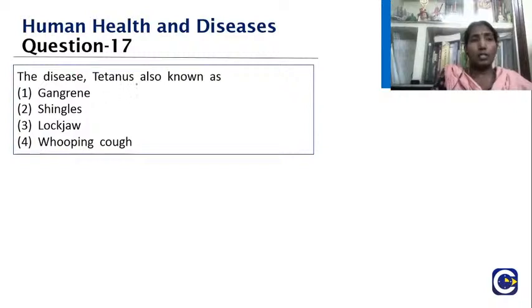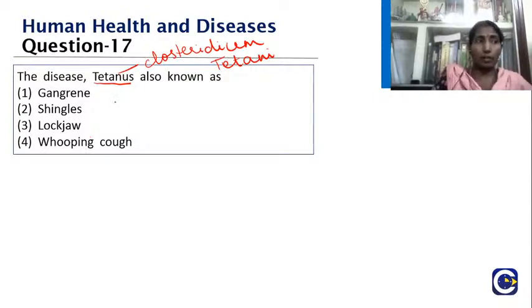Excellent. The disease tetanus, also known as gangrene, shingles, lockjaw, whooping cough. What should be your answer? The disease tetanus, which is caused by Clostridium tetani, a bacteria, is also known as what? Mostly this disease spreads through a wound, following bites or wounds, like a prick on the skin that is exposed, and it is even quite common following delivery.